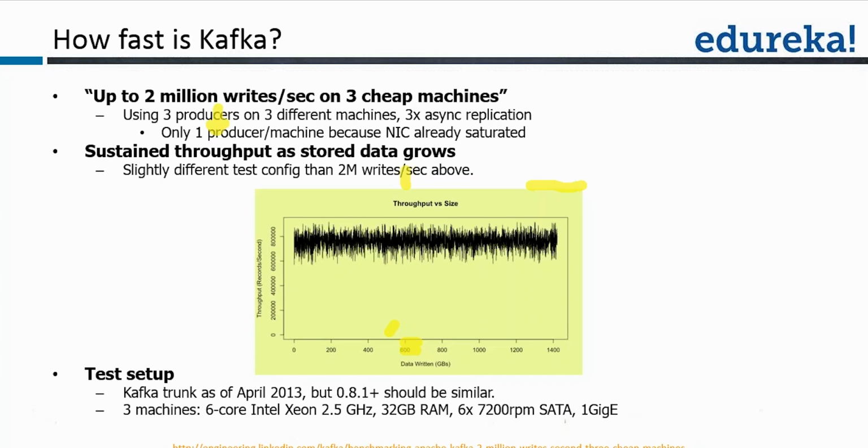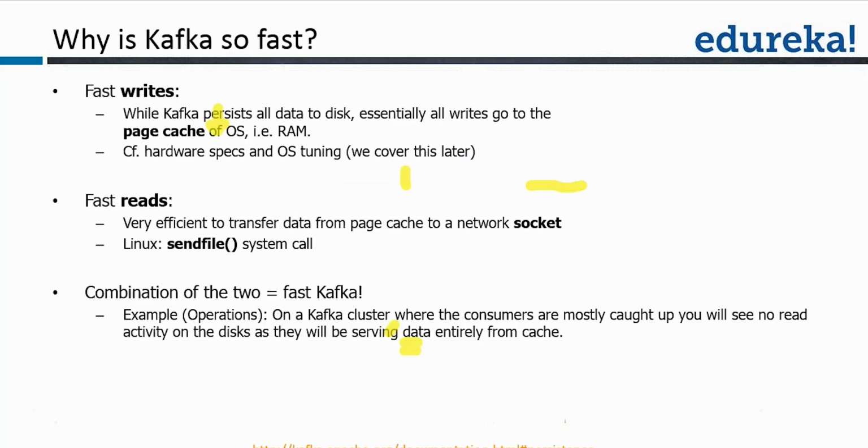Sustained throughput as stored data grows. Second thing, whenever the data size is growing, you're continuously writing to brokers, but still your consumer performance is not impacted. Still you are getting the same consumer performance. I think this is the point where you were asking also, why Kafka, if Kafka is doing so much IO, why is Kafka so fast?